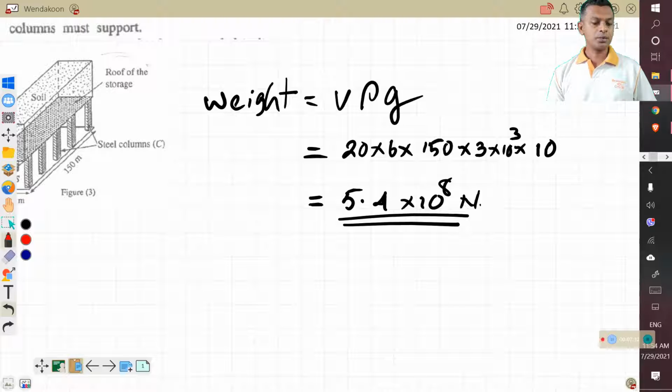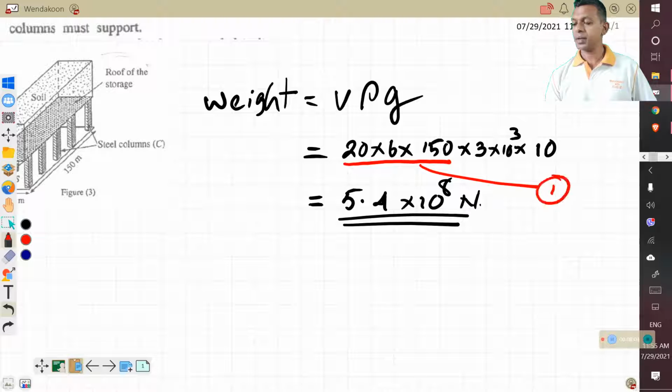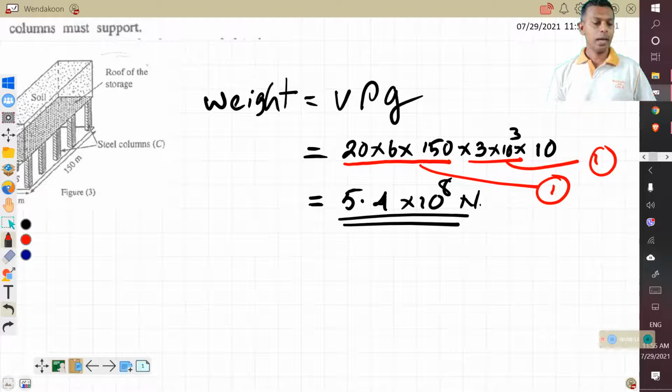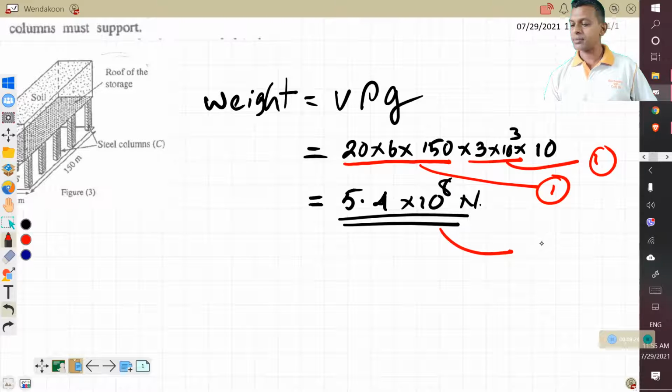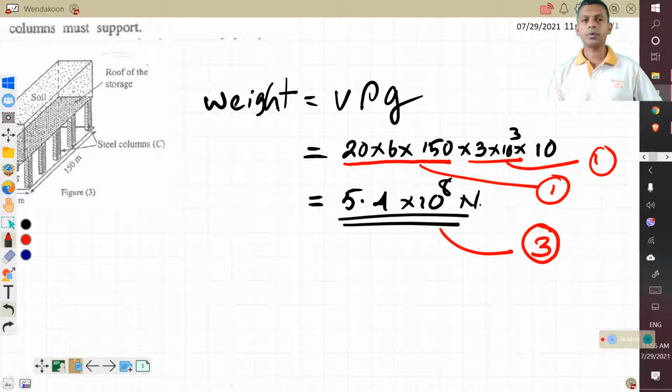Then for marks, you are given 1 mark for the identification of the volume of the soil. This part, you have 1 mark for that part, and multiplying that by the density, you have another 1 mark, and 3 marks for the final answer. Altogether, you have 5 marks for the entire question.